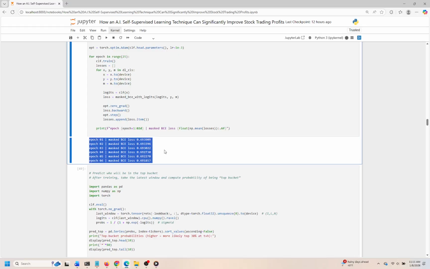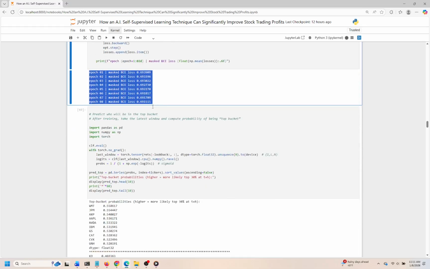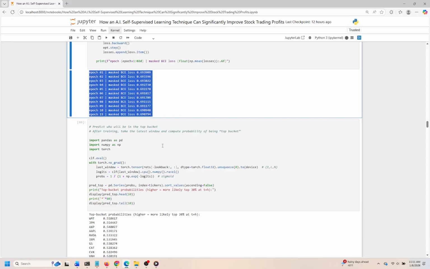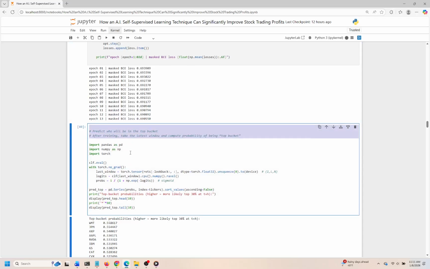Cell 9. In this cell, we're focused on predicting which stocks will land in the top-performing bucket after training our model. This is significant because identifying top performers can lead to more informed investment decisions. The process we're following involves taking the most recent data window, running it through our trained classification model, and calculating the associated probabilities of each stock being in the top tier.